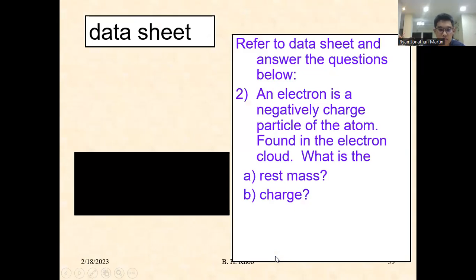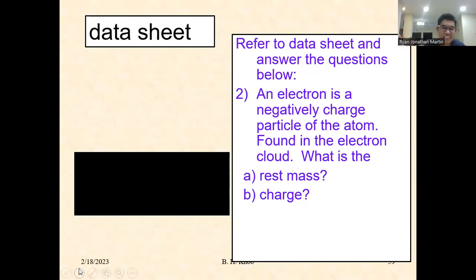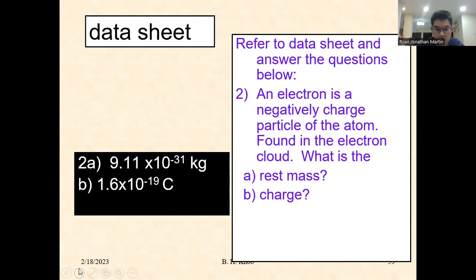An electron is a negatively charged particle of an atom found in the electron cloud. What is the rest mass? 9.11 times 10 to the power of negative 31 kilograms, just to make sure you know where to find your answer. Charge? Negative 1.60 times 10 to the power of negative 19 coulombs.